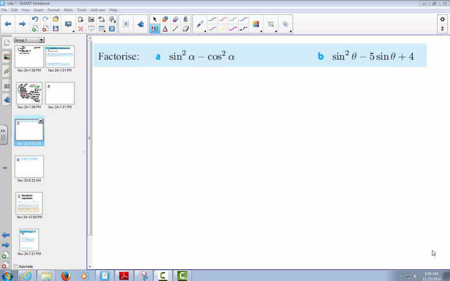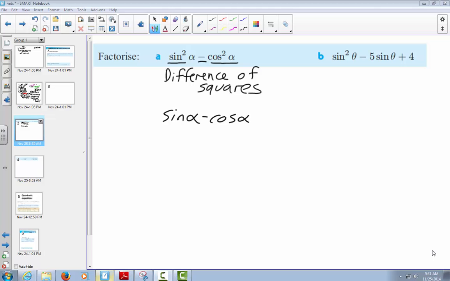In a particular case here, this is simple. We have a square, a minus sign, and a square. What does that work out to be? It's a difference of squares. Nice and easy. We have sine minus cos, sine plus cos. That's it. That one's finished.